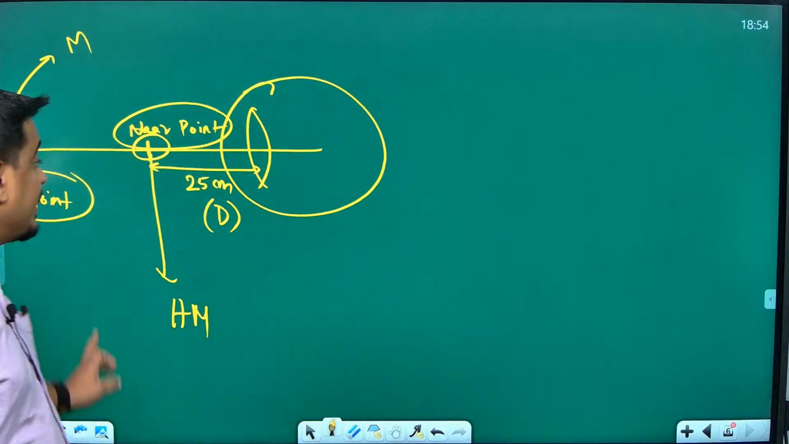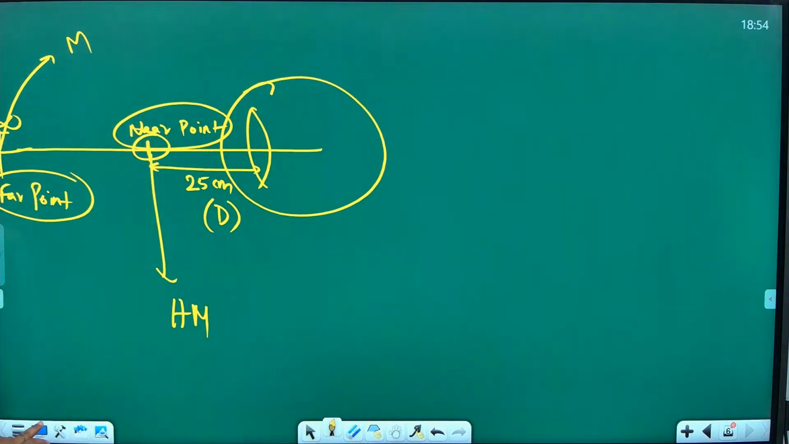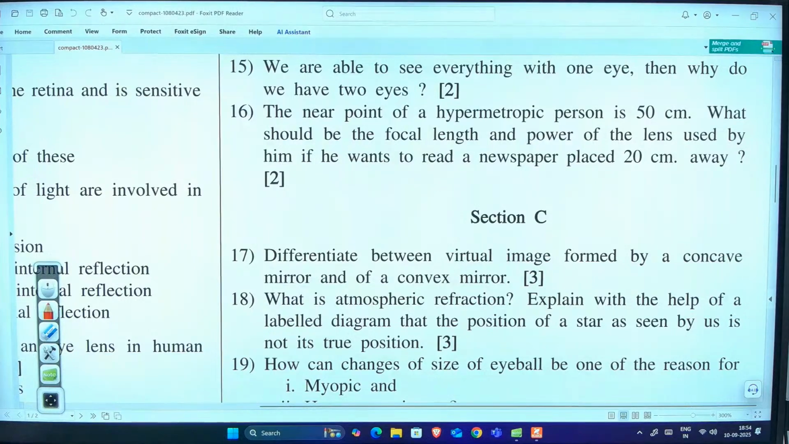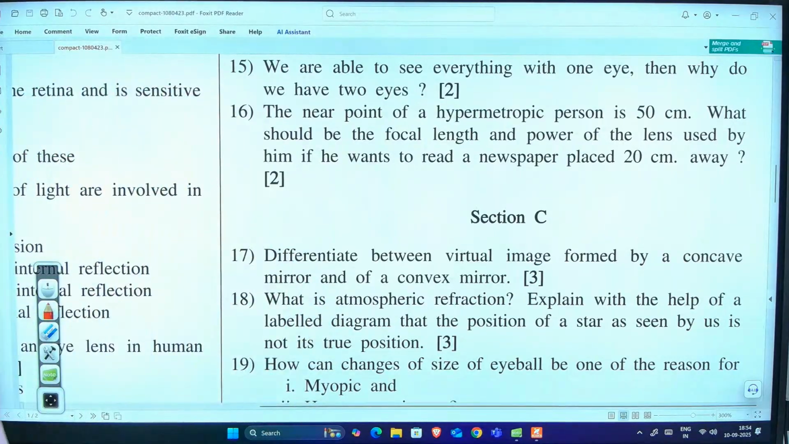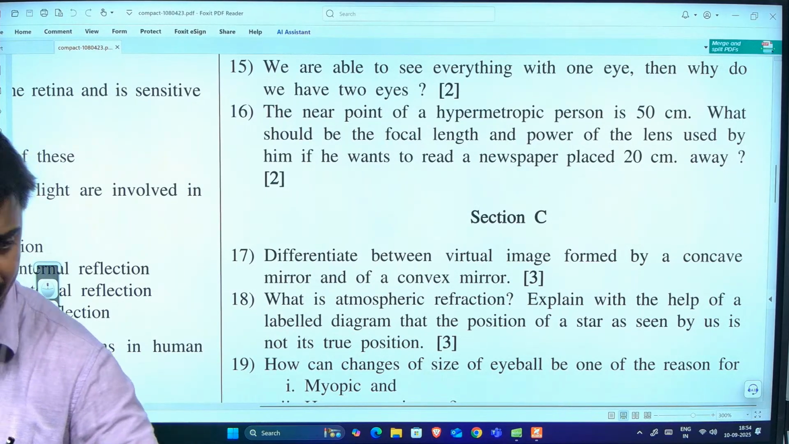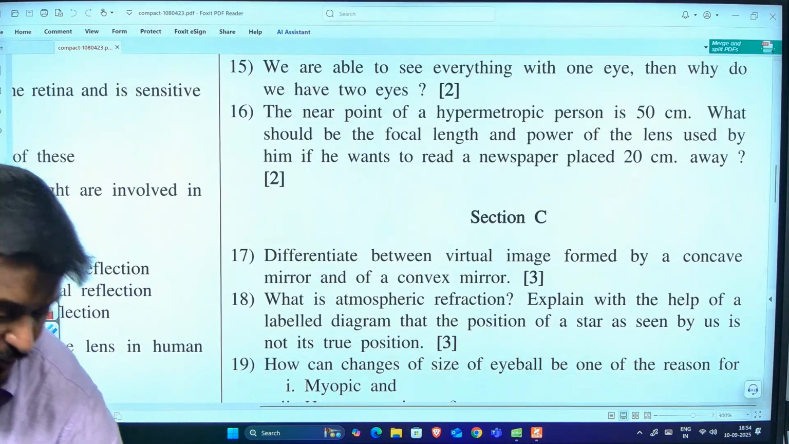Okay. So the near point of the eye has been affected, and how much has it become? Instead of 25 centimeter, it has become 50 centimeter. Now what they are asking is, what should be the focal length and power of the lens used by him if he wants to read a newspaper 20 centimeter away? So use 20 centimeter as given. They are asking you what should be the focal length of the lens. Think and tell me, give a try, I will help you.